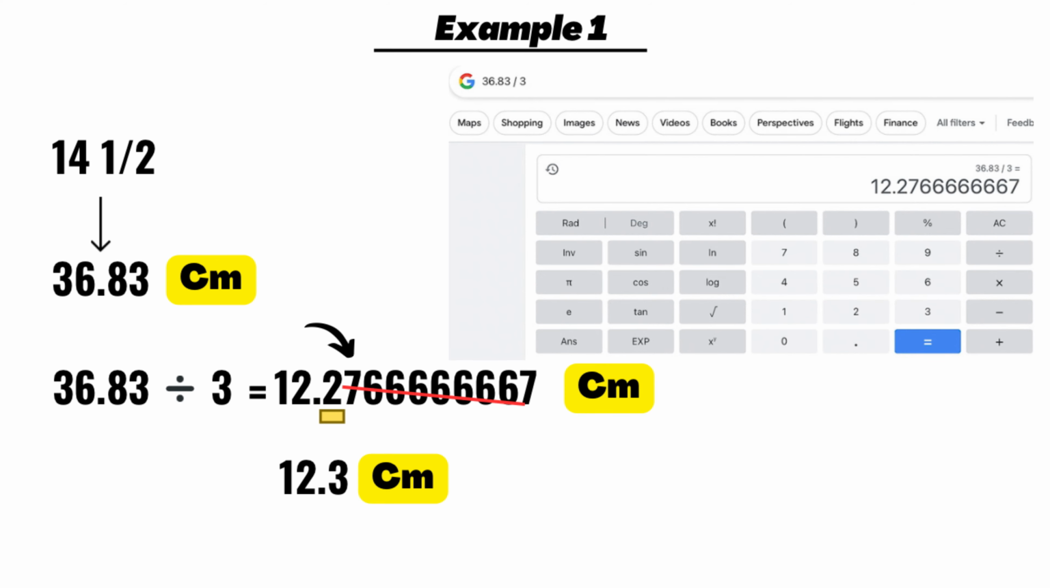All right, so here we have example number 1. 14.5 is from A to B, and we divided it by 3. It came out to 12.276 and so on. This time we rounded off to the tenths place, which is 1 place after the decimal. We're in the place and we look next door. You will notice it's more than 5. So we changed the 2 into 3 and dropped everything, and your answer will be 12.3 centimeters.